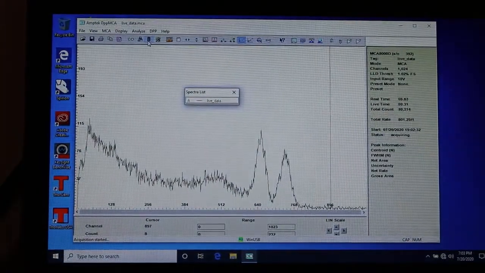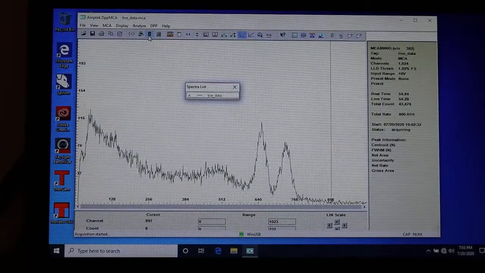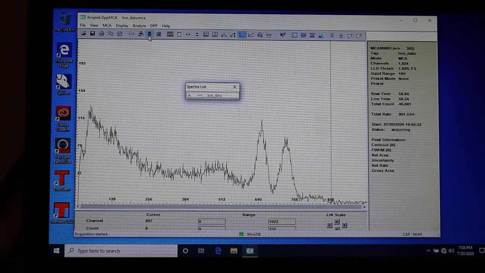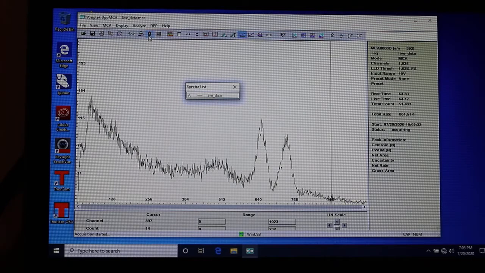And so here I go. I'm going to turn it up a little bit, a little bit more, and I can see some action here where the peaks are starting to rise. They are indeed shifting over to the right towards the higher channels because I'm increasing the overall voltage of everything going into the MCA. And maybe something like that.